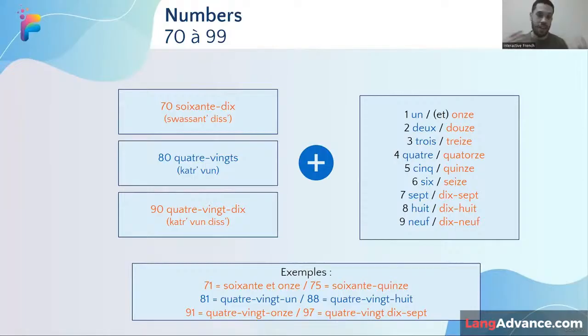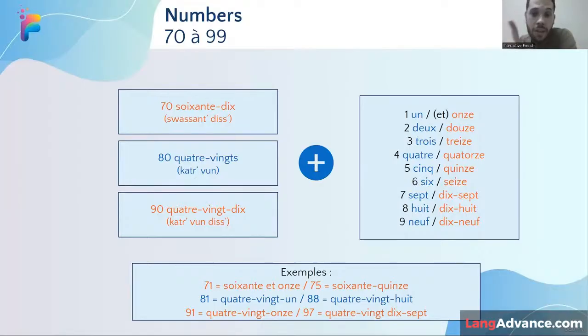Try to understand it this way. There are a lot of memes about this. There are lots of misconceptions, and a lot of people think it's very complicated. It's a little confusing, but it's not that complicated, I swear. So yeah, 70 would be soixante-dix, right?